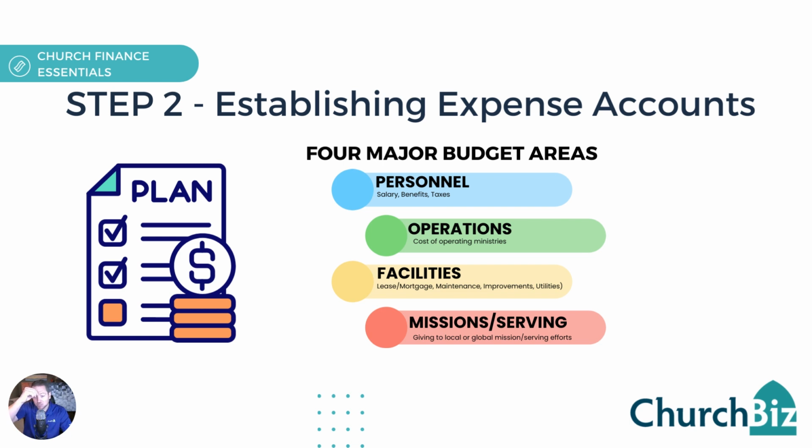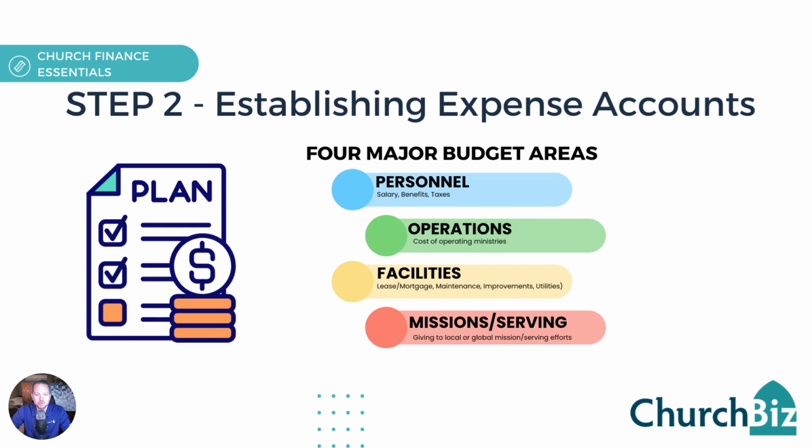And then finally, missions and serving. Most churches want to participate locally in helping the poor, the widows, and the orphans. And so there might be certain serving partnerships that you have, and you're setting aside money that you want to give. And there's also churches participating in global and local mission. And so you want to budget for what you want to give towards those things. So those are the four major categories.